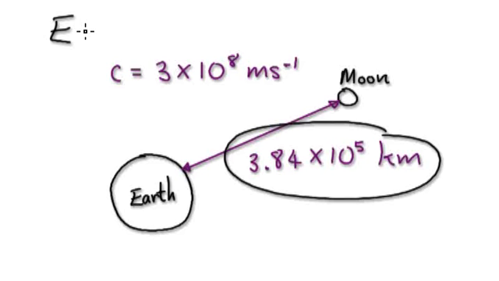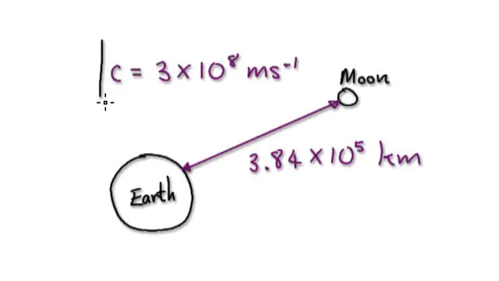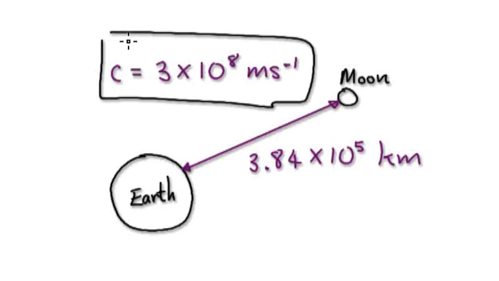You know the famous formula E equals mc squared. Well, c is the speed of light. So it's this number here. Anyway, the speed of light is given by this. The distance between Earth and the Moon is given by this.